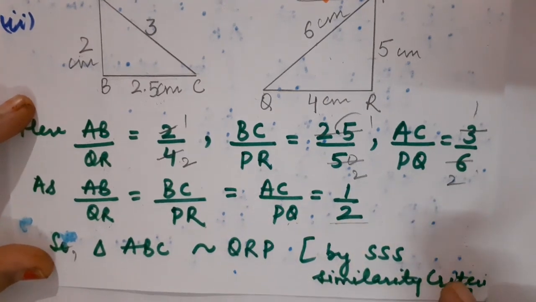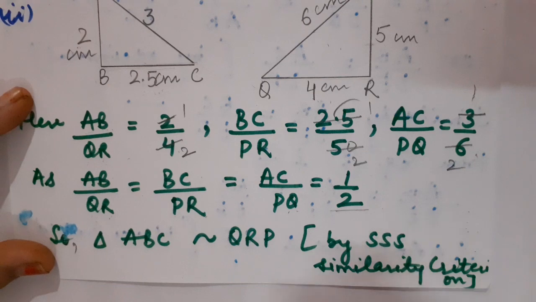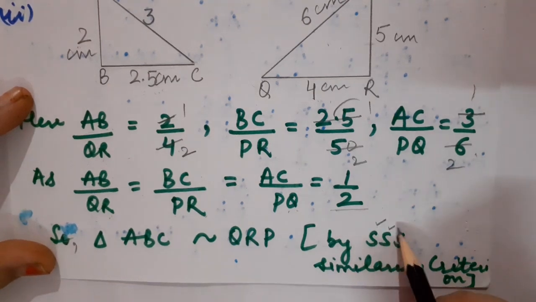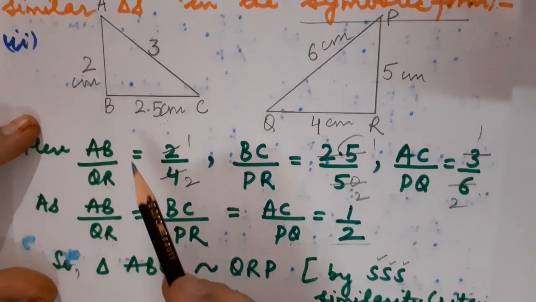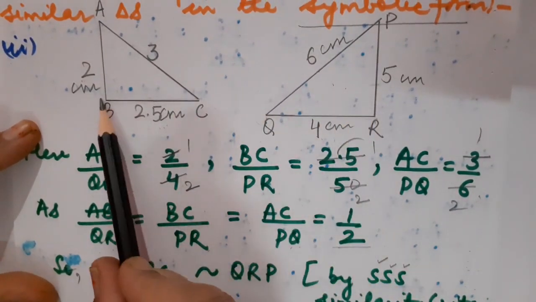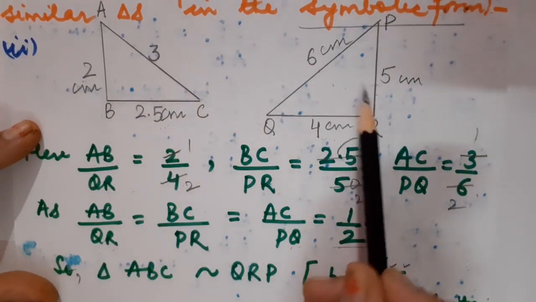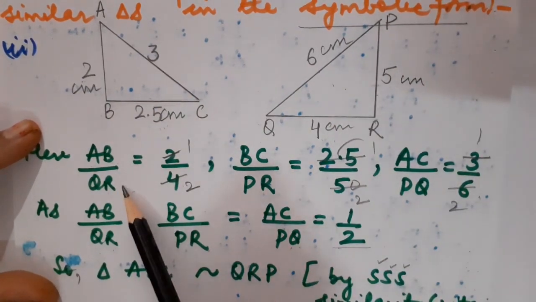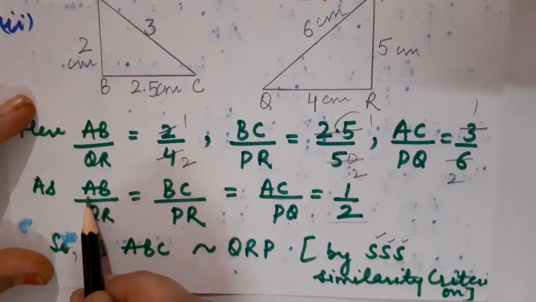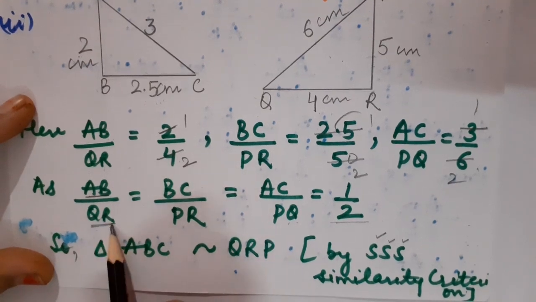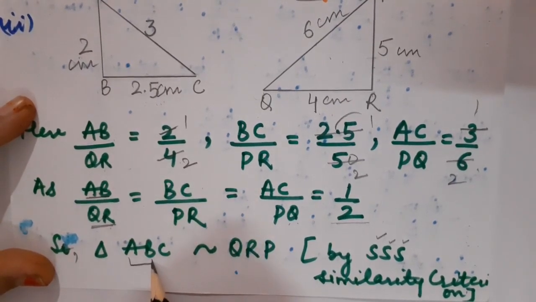Now how to write it in the symbolic form and which criteria have we adopted? Of course we have adopted the triple S criteria. So I have written by triple S, we have proved that both the triangles are similar. Now how to write in the symbolic form? Because here in the diagram the corresponding sides are different, but here in the ratio we have taken different sides. Now please understand this point, this is very important. You fix AB with QR. Look, here I have written AB. Here I have written QR. AB is fixed with QR.